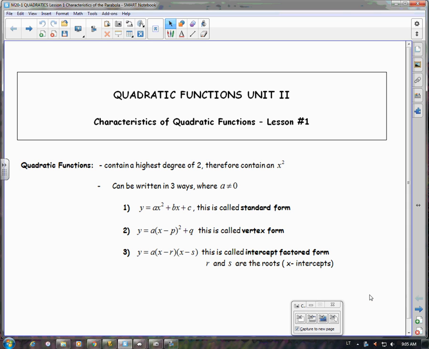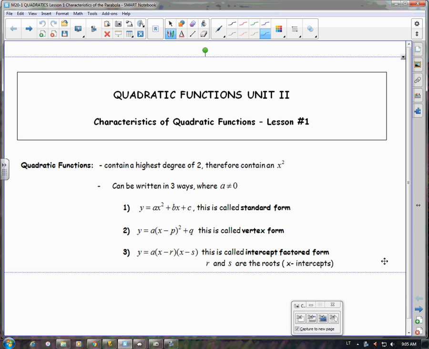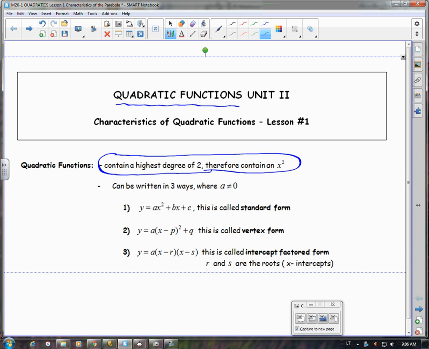So, lesson number 1, we're looking at the characteristics of what are called quadratic functions. This entire unit is on quadratic functions, and the basic idea behind a quadratic function is that it's a polynomial function that contains a highest degree of 2, and so therefore it must contain an x squared. And the quadratic function is really a polynomial function, so the degree of the exponents must be whole numbers.